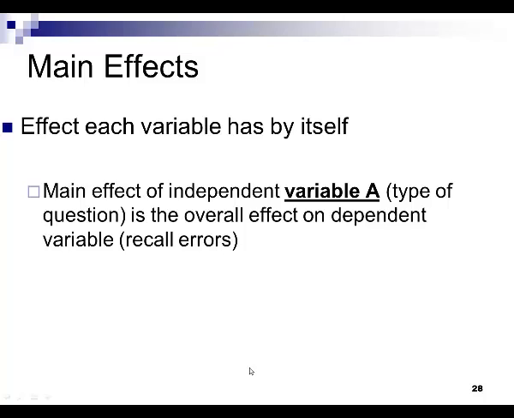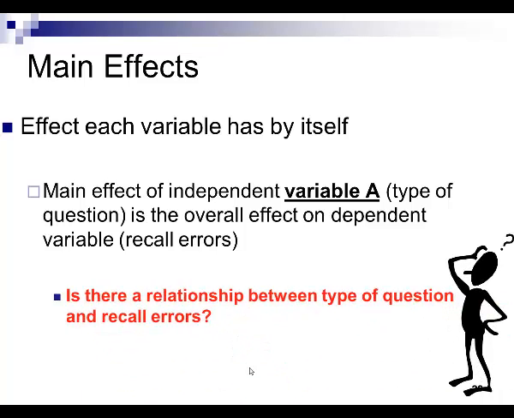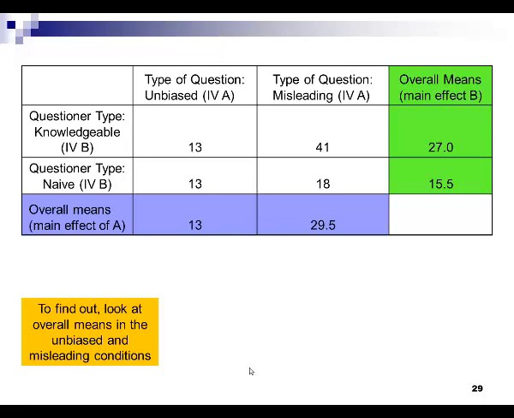Let's dig into that a little bit more. So again, main effects are the effects of each variable by itself. So the main effect of independent variable A, which was the type of question, is the overall effect on the dependent variable, which is the number of errors that someone would make. So the question that we want to ask with main effects is, is there a relationship between the type of question that we ask and recall errors? Well, let's take a look.